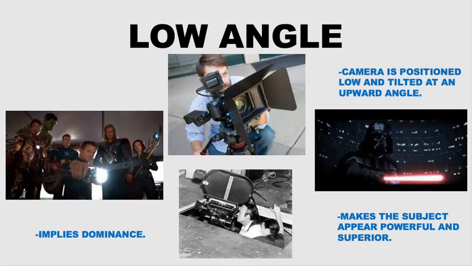The opposite of a high angle shot is a low angle shot. So I'm betting you can probably guess that if a high angle shot has the camera up high and tilted forward, the low angle shot is placed low and tilted up. And for this, it makes the subject appear powerful and superior, and it implies dominance. You can see in our two examples, we've got Darth Vader, who's looking very, very strong. And on the left side, we've got our heroes that are trying to save the day and are looking very, very powerful indeed. And in the middle, we've got the examples of how the camera should be placed. So low and tilted upward.